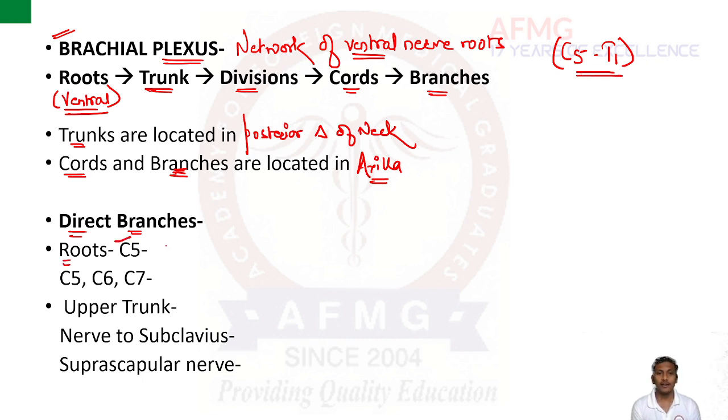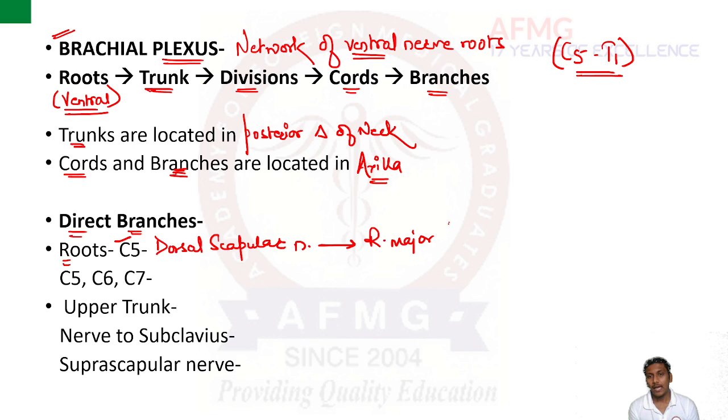One which directly arises from the C5 nerve root is known as your dorsal scapular nerve, which is also known as nerve to rhomboids. Why? Because it innervates your rhomboid major muscle as well as your rhomboid minor muscle, and it also innervates your levator scapulae muscle. So please remember, the first nerve which arises from the C5 nerve root directly is the dorsal scapular nerve.